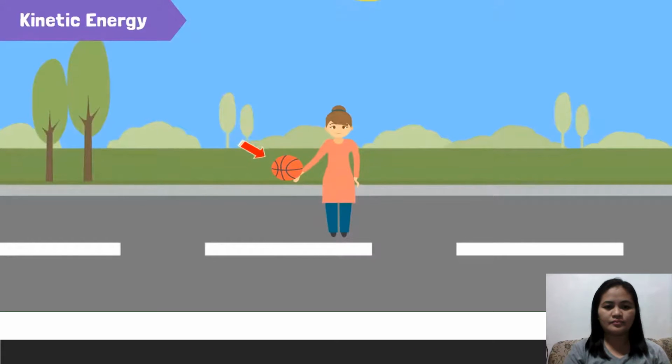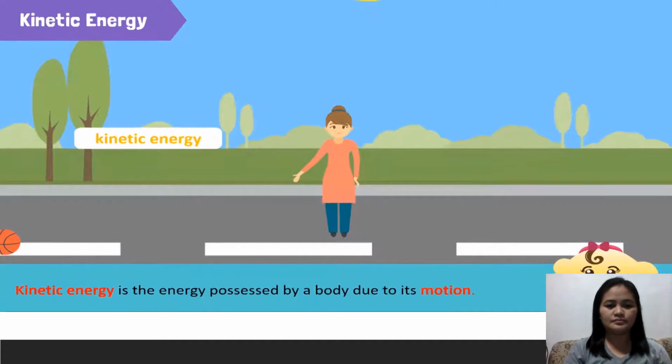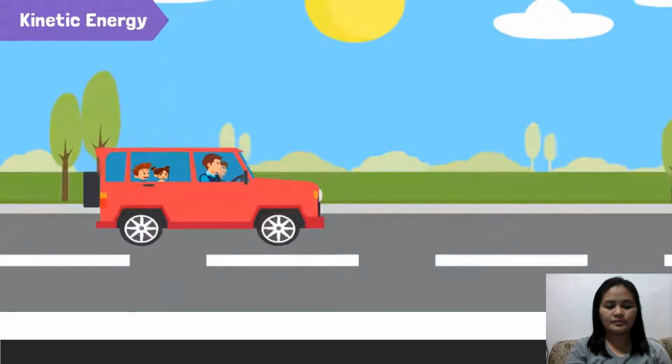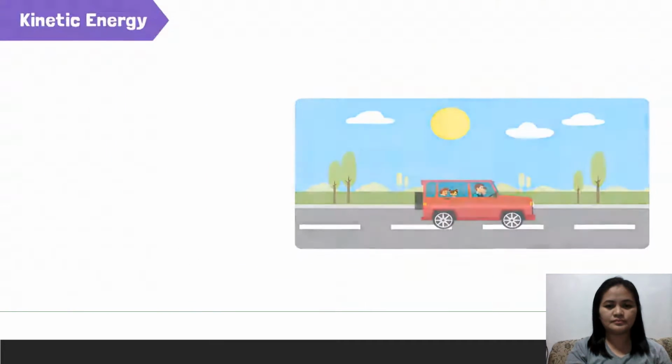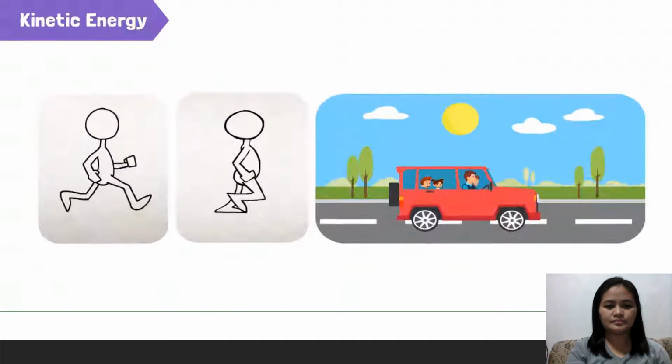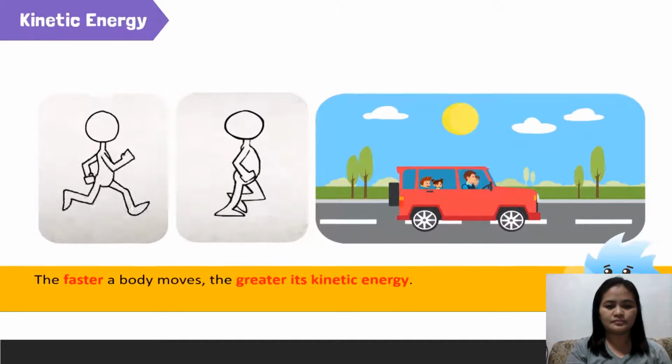Imagine you have a ball which you throw upwards. As the ball travels upwards, we say that it has kinetic energy. Kinetic energy is a form of energy possessed by a body due to its motion. Therefore, anything that moves has kinetic energy, such as a car traveling on the road and a plane flying in the sky. Even you possess kinetic energy when you walk or run. In fact, the faster a body moves, the greater its kinetic energy. Therefore, when you run, you have more kinetic energy than when you walk.